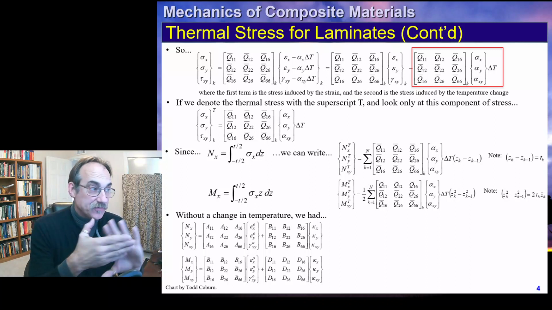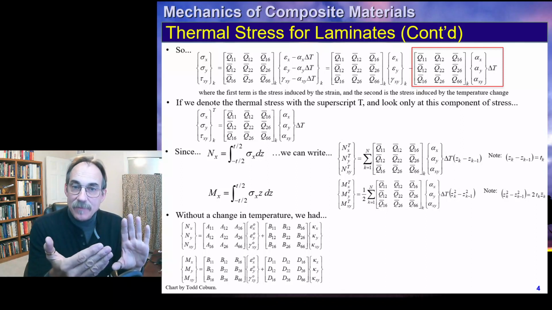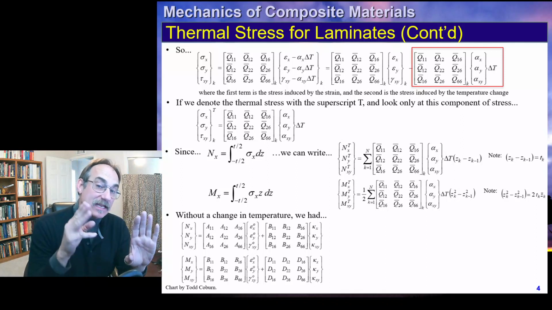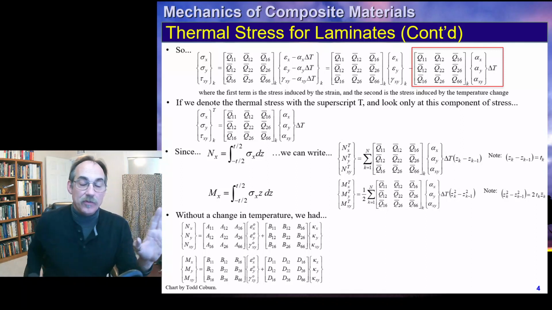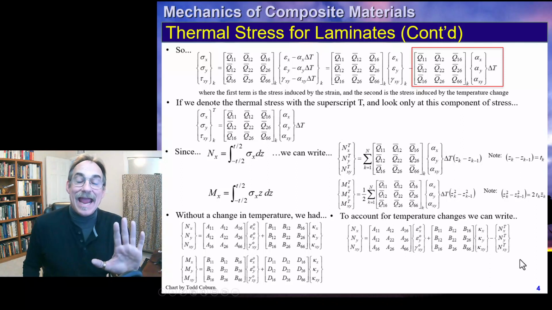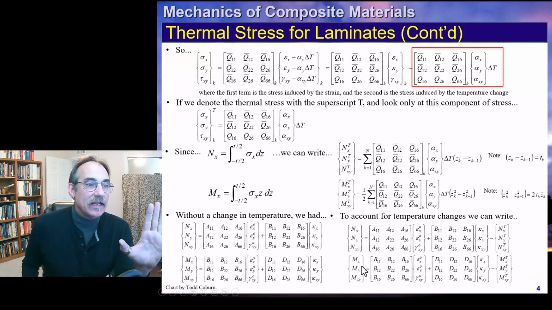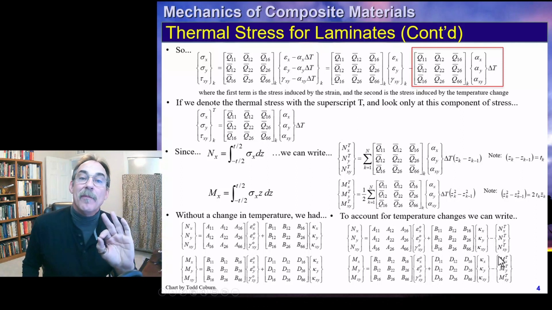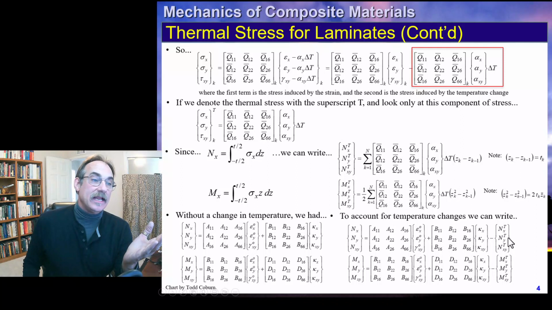All right. Now, if we had not had a change in temperature, if we had external loads, we saw these relations for external load. We had the ABBD matrix, which was multiplied against the midplane strains and curvatures. So this is for external load. And if we wanted to account for external load and temperature, what we would have to do is take the running loads due to external loads minus the imaginary running loads that cause the thermal strains.